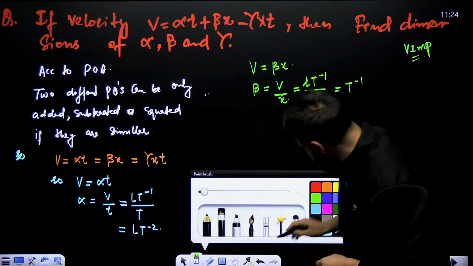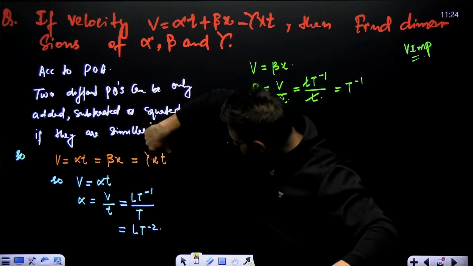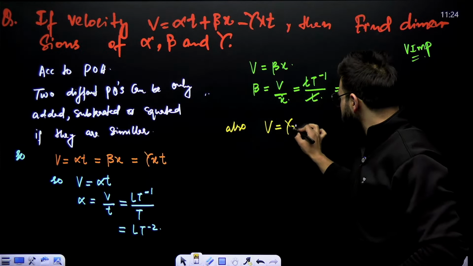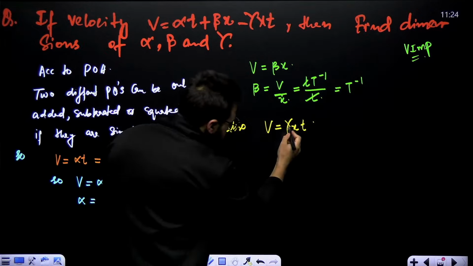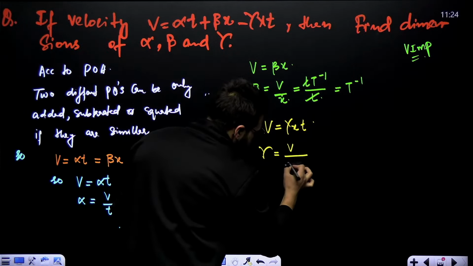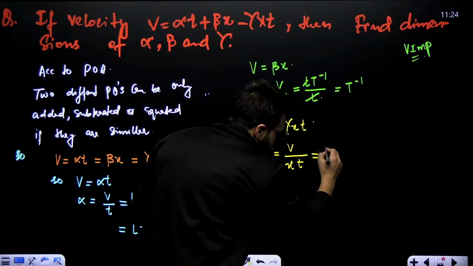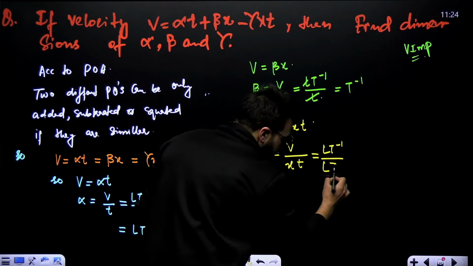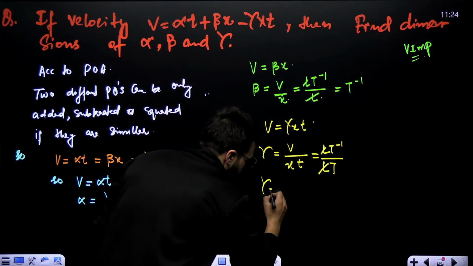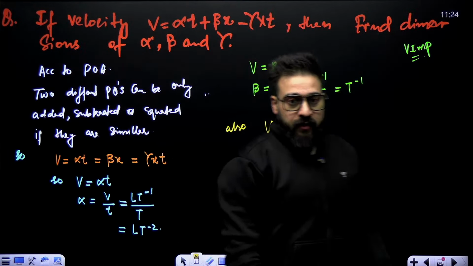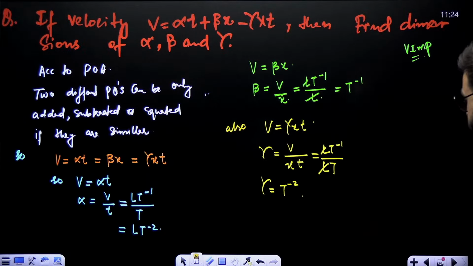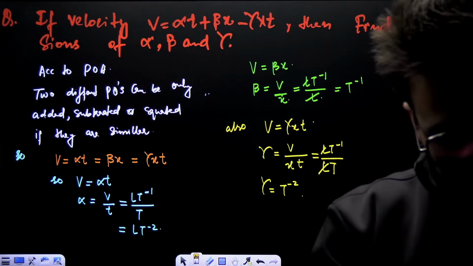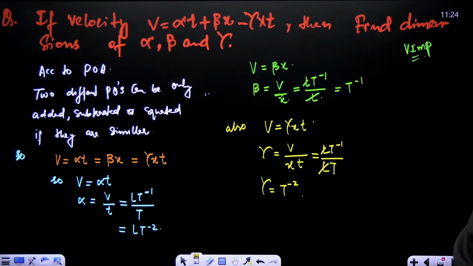Now guys, similarly, we can say V is equal to gamma xt. Can I say this gamma will be V divided by xt? So this is LT to the power minus 1 divided by L, where x is length and t is time. This and this will cancel. So for gamma, it is T raised to the power minus 2. How many of you understood this? Please tell me in the chats. Everyone means everyone. Let me know if it is crystal clear to each and every single student.